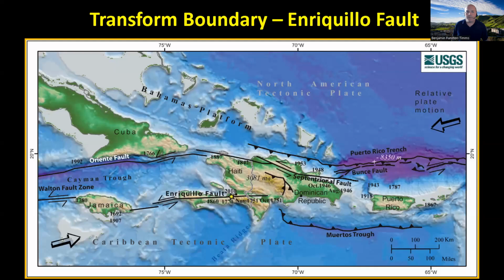And then the transform plate boundary, which you should be familiar with since the San Andreas in California is on one of these, is where the plates are running side by side. That generally creates lots of earthquakes, as you are aware.